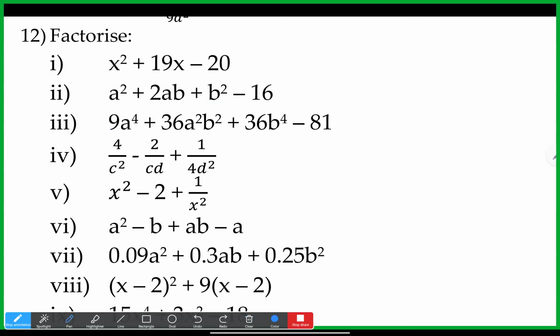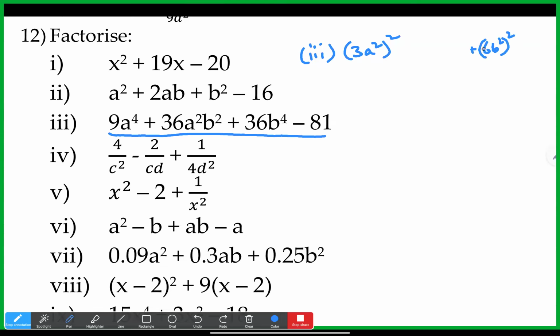So now what I am doing is, 9a power 4, I am writing as 3a square whole square. Correct? Because 3a square whole square is 9 times a square whole square, which is 9a power 4. Now 36b power 4, I'll write as plus 6b square whole square.